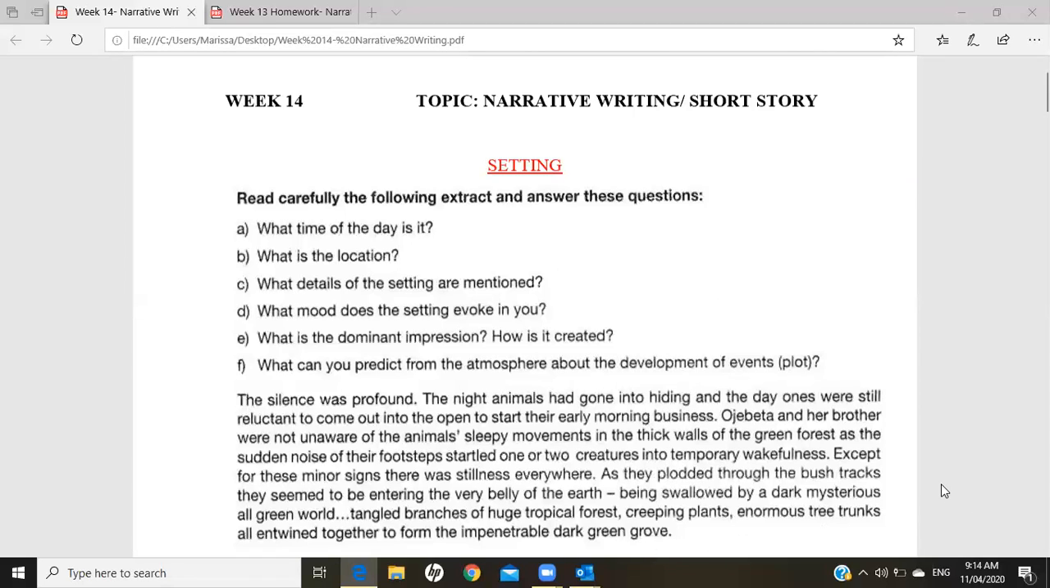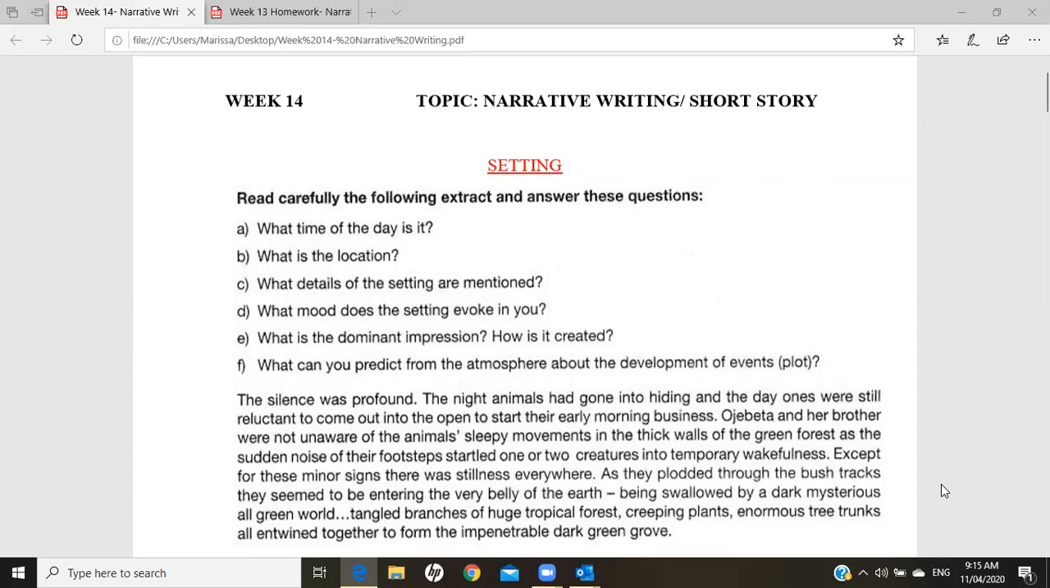So just from this paragraph, I want you all to jot down quickly some responses for A to F. Did you figure out the time of day? Jot down what you think it is. What is the location? Are any details of the setting mentioned? A good thing would be to have your handout from the very first class where we looked at the different elements, so that you could remember the different details of the setting. D, remember the setting always evokes a mood in you, and the mood has to do with a feeling. So how you are feeling, how the characters are feeling.